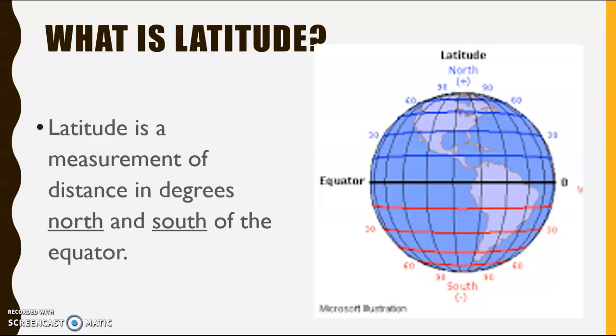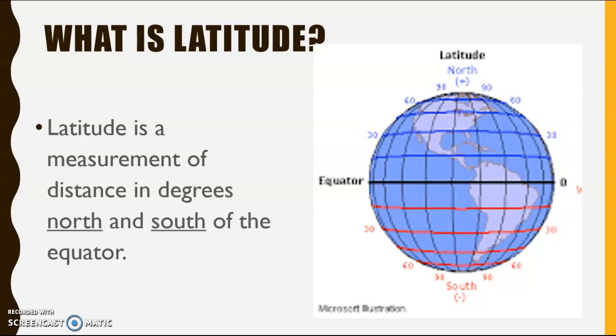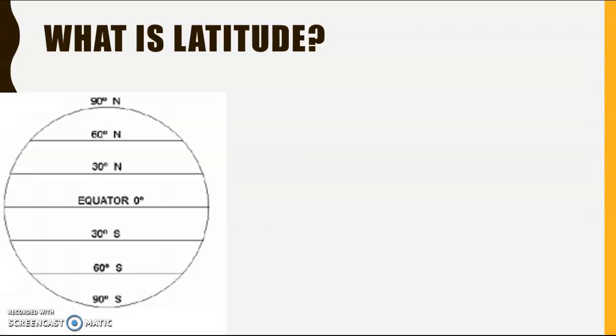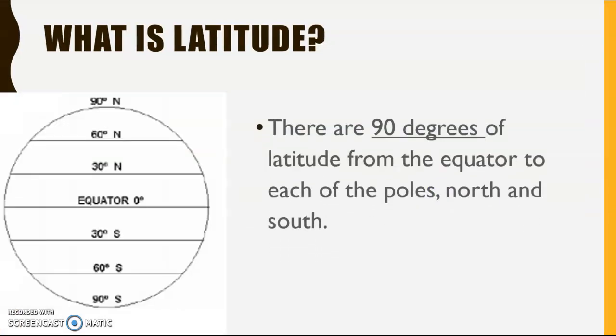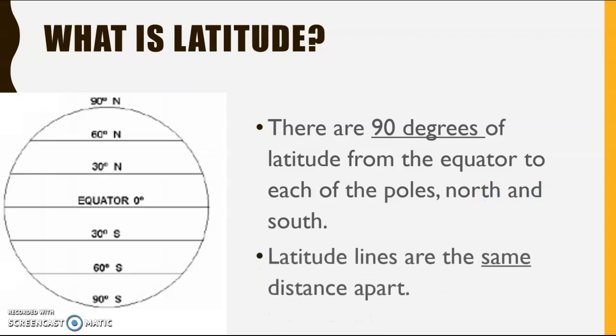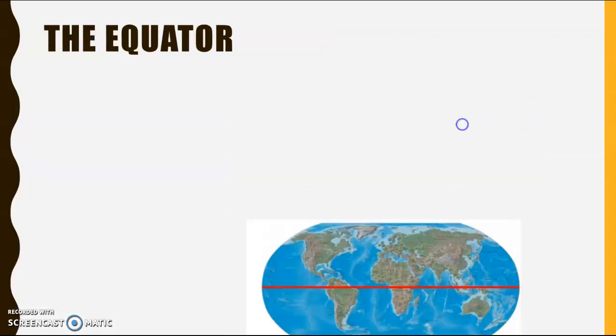Latitude is a measurement of distance in degrees north and south of the equator. The main line of latitude is the equator. There are 90 degrees of latitude from the equator to each of the poles, north and south. Latitude lines are the same distance apart. So 30 degrees in that picture.